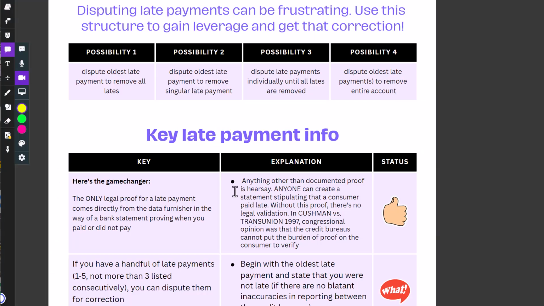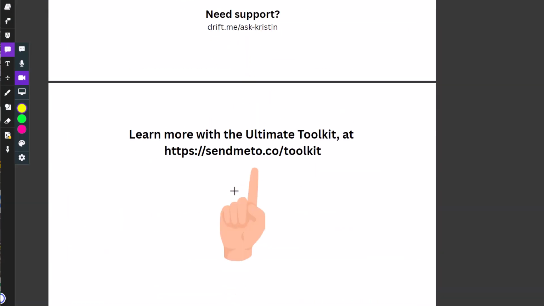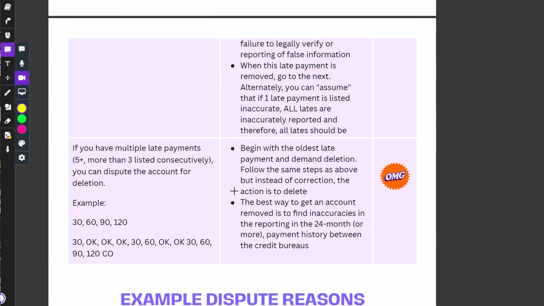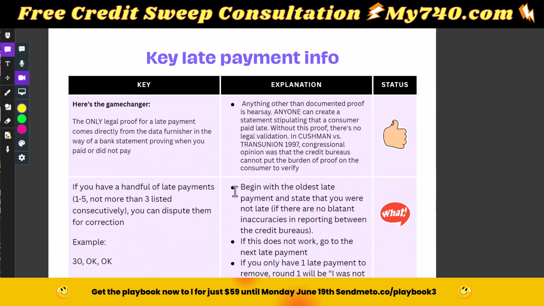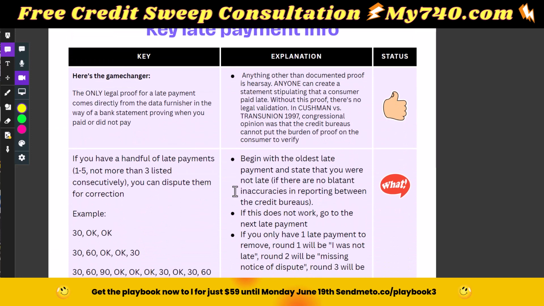Here's the deal. Again, we're not going to go over this whole thing. I'm only going to give you this one part here. There's one key to disputing and removing late payments. Now, let's say that you have one late payment, two or three. That's all that we're talking about. One, two, or three late payments. Or if you have like five late payments, but they're not back to back.